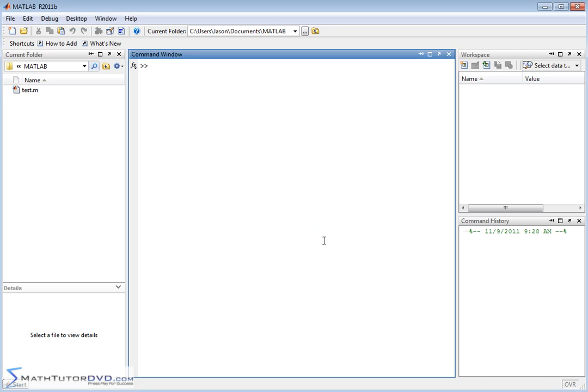Hello and welcome to this section of the MATLAB tutor. We're going to continue working with matrices. We're going to talk about how to find the norm of a matrix, the eigenvalues of a matrix, and the characteristic polynomial of a matrix, which, as you probably know, is used to calculate the eigenvalues of a matrix.